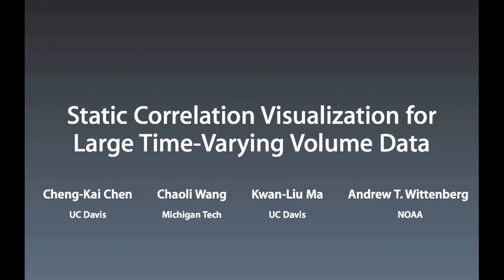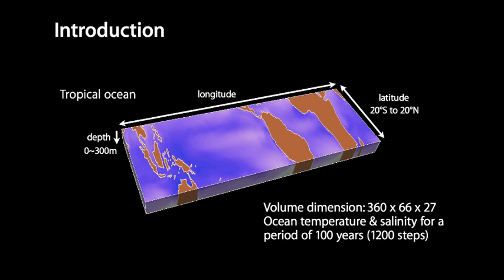We present a sampling-based approach to static correlation visualization for time-varying volume data. Shown here is a climate simulation dataset provided by the National Oceanic and Atmospheric Administration. Here we study two variables, temperature and salinity, and examine their correlation patterns. Let's first talk about how to compute the correlation.